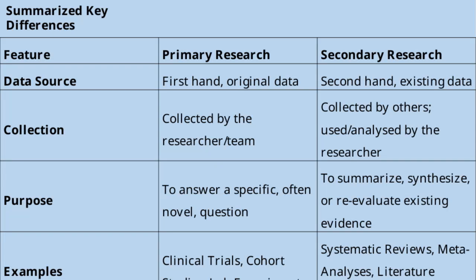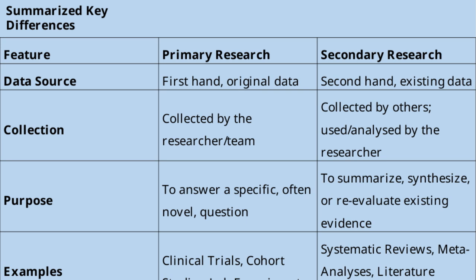clinical practice. In this slide, we're looking at the key differences between primary and secondary research. First, let's talk about data sources. Primary research involves collecting new, original data directly from the source, so it's first-hand information. Secondary research, on the other hand, relies on existing data that has already been collected by others.